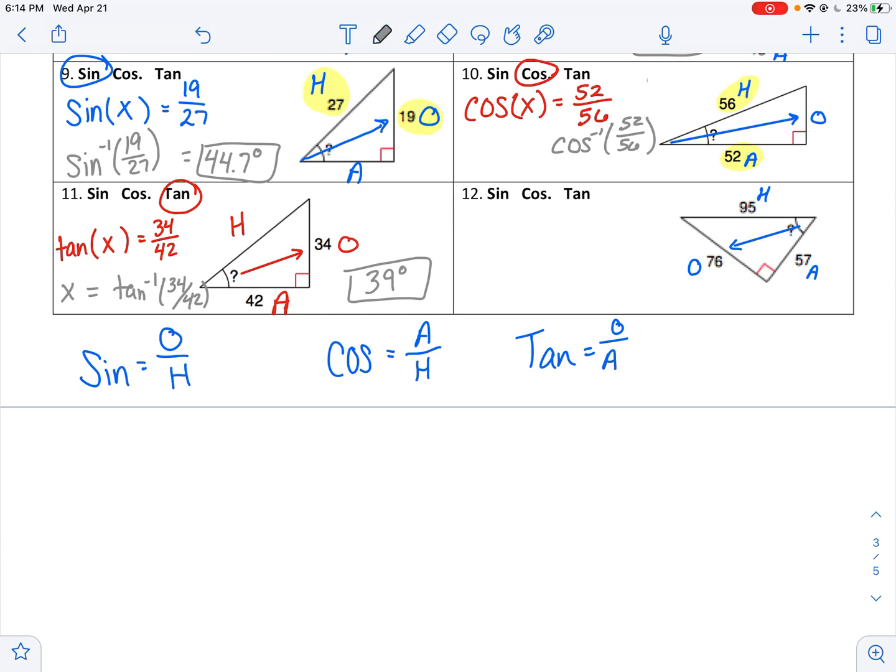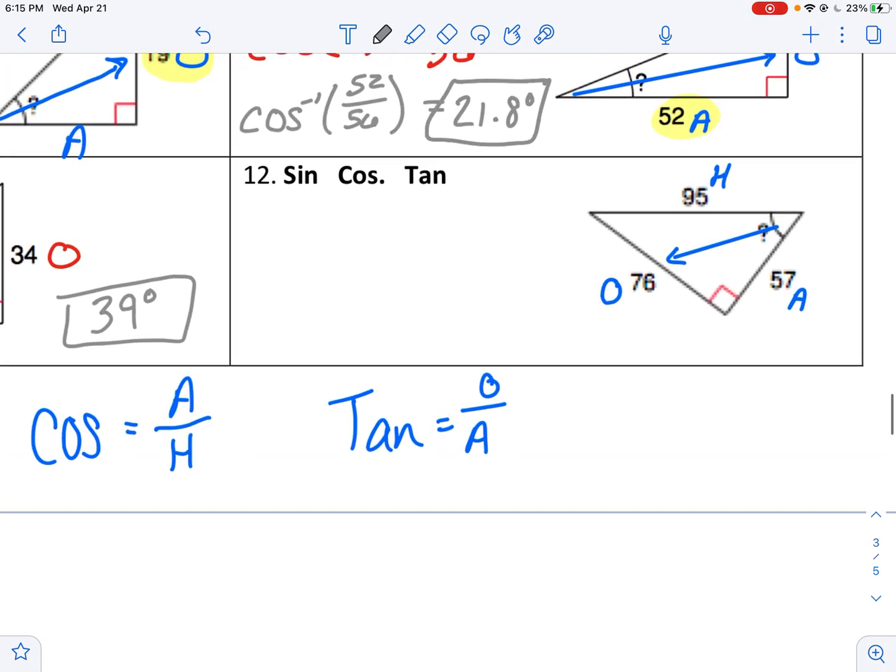So my final answer there would be whatever this turns out to be in my calculator, the cosine inverse of 52 over 56. And if I type that into my calculator, maybe it's a second cosine, 52 over 56, would be 21.79 or 21.8 degrees.